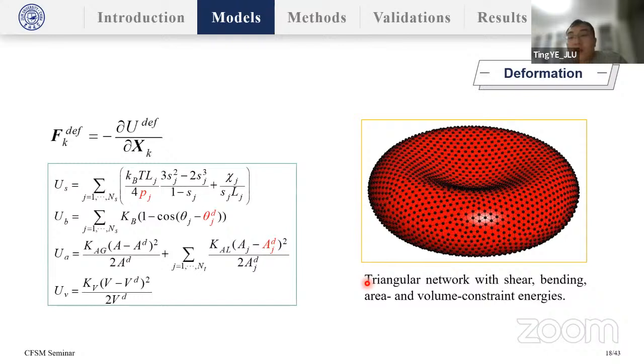Okay, we now turn to the cell models. These models are almost the same as those used in your group, so I will just go through them. The first model is the cell deformation model. A discrete model is used, considering the stretching and bending deformation, as well as that the surface area and volume are almost conserved.